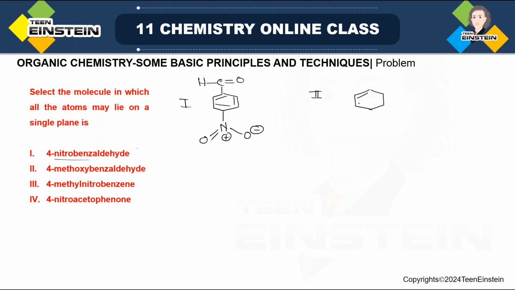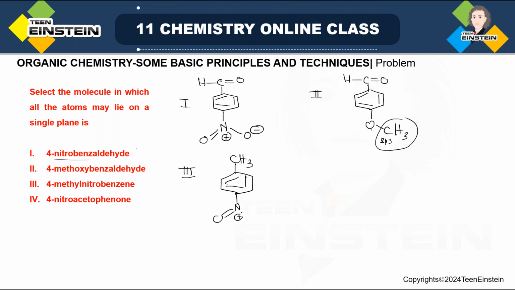The second one is 4-methoxybenzaldehyde. This is also a benzaldehyde, but now we have OMe. Now when you have OMe, this CH3 is sp3 hybridized, and this part is basically tetrahedral. So it is not completely planar. That is, it is not correct. What about number 3? Now we have 4-methylnitrobenzene. Whenever you have methyl, you can see again you have an sp3 hybridized carbon. So this part will not be planar.